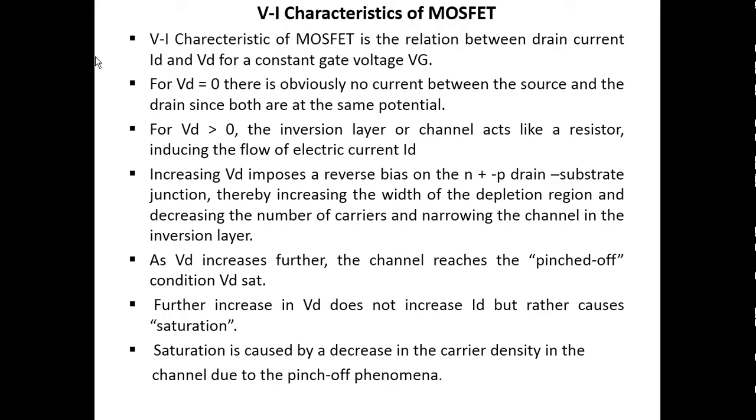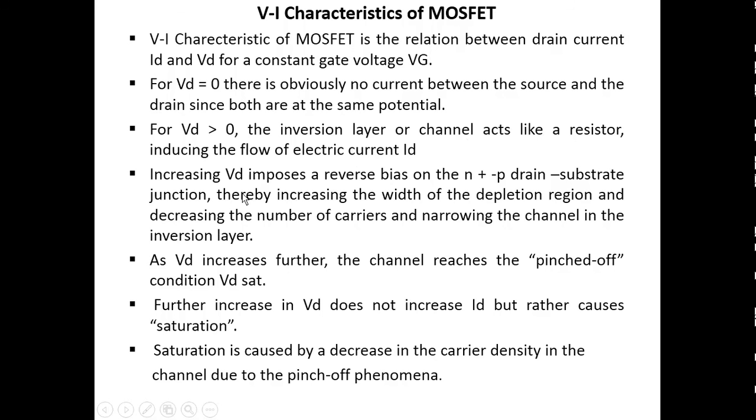For VD equal to 0, there is obviously no current between the source and the drain, since both are at the same potential. When VD is greater than 0, the inversion layer or channel acts like a resistor. Depending upon the magnitude of the voltage VD that is applied, the inversion layer will act as a resistor, but it will still allow a drain current ID to flow.